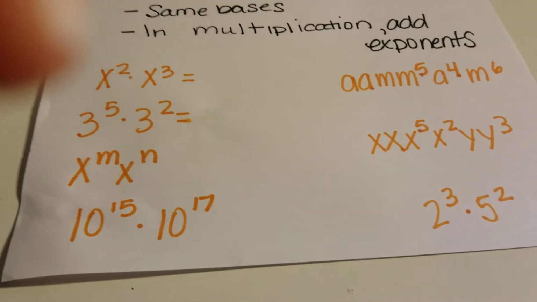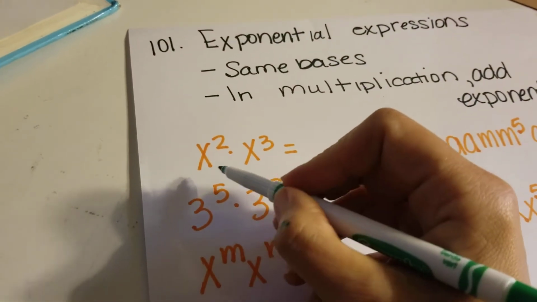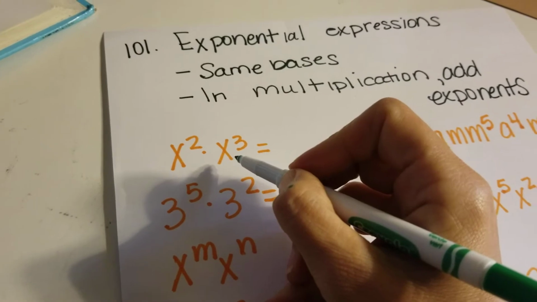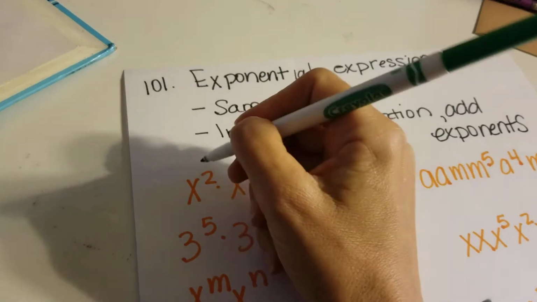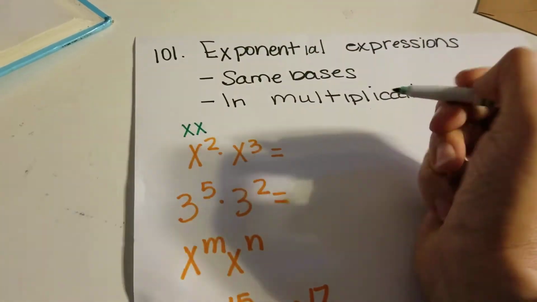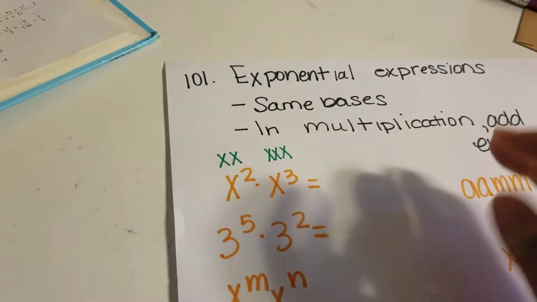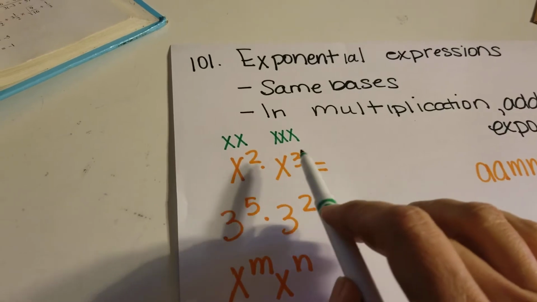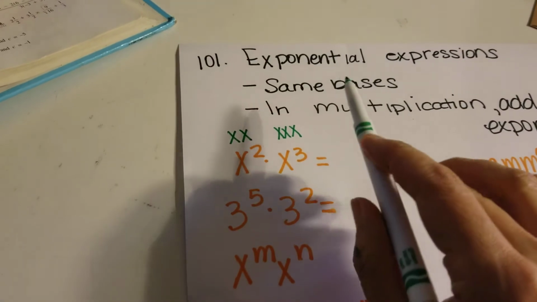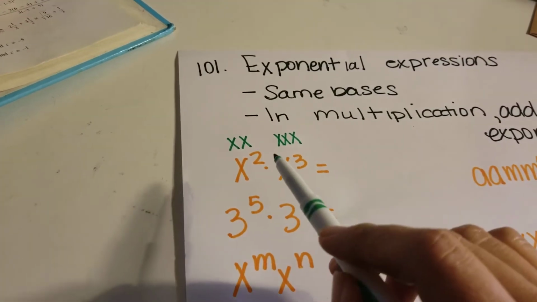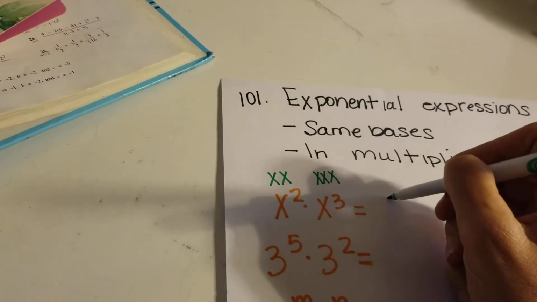Okay. So in my first example, I have x squared times x to the third. Now let's just remind us what this means. X squared means x times x. X to the third means x times x times x. Now my point is I want to be able to write the simplification for this in terms of x, or exponential form, okay? Which means I want my base to be x and I need my new exponent. So I want my base to be x.